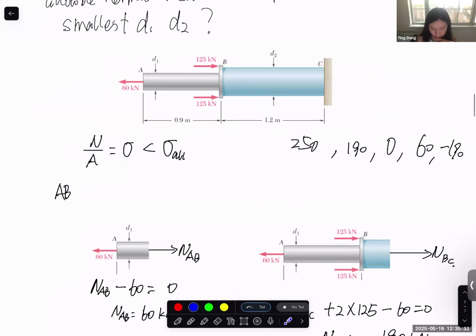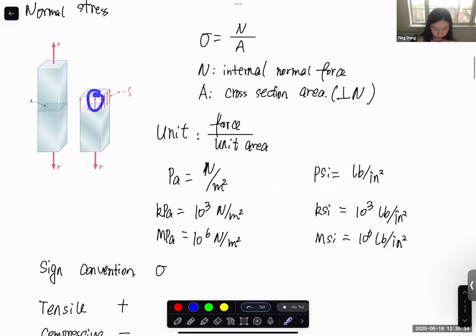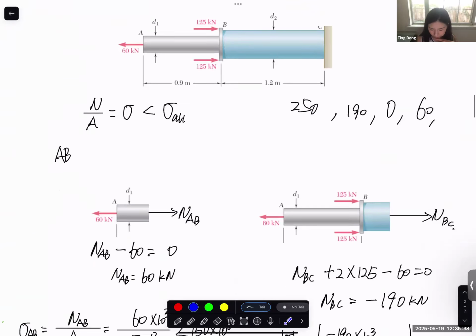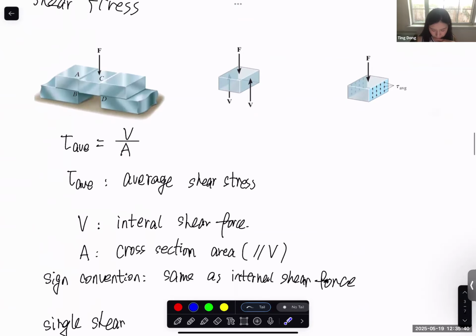Normal stress, the force is perpendicular to the cross-section area, but here shear stress is parallel. So we need to figure out, using statics, what the shear force is, and use the area, and we can calculate shear stress. And the thing here, we use the subscript average because, unlike the normal stress, the variation of the stress over the cross-section area is very small.